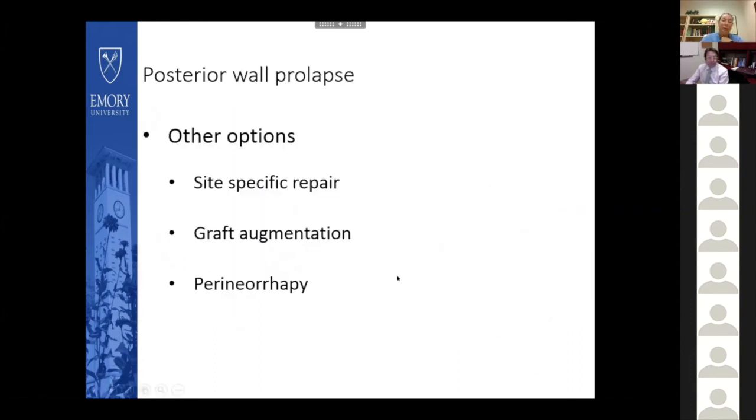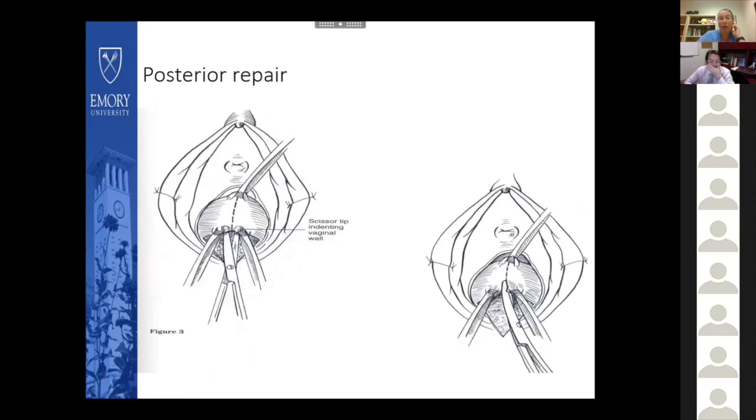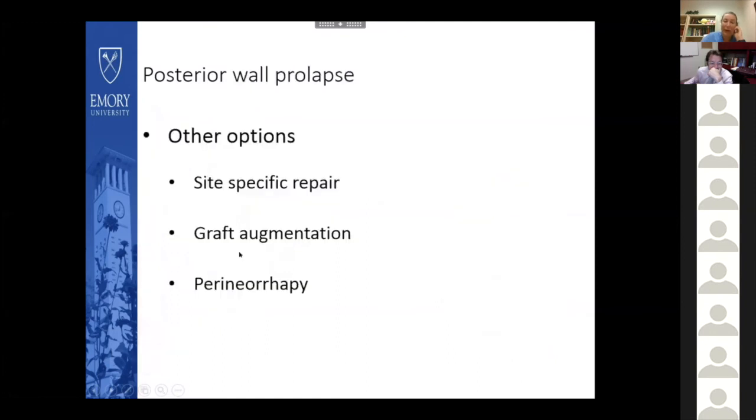You do have other options for posterior wall prolapse repair, site-specific repair. I will do this occasionally. So with this, the tear has occurred longitudinally. So the rectovaginal fascia has split down the midline. But let's say that it didn't tear down the midline. Instead, it tore horizontally here and separated from the perineal body. Well, then all you really need to do is bring that rectovaginal fascia back to the perineal body. And so that would be like a site-specific repair.